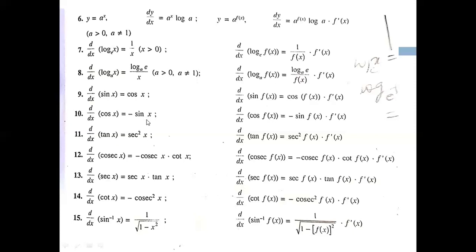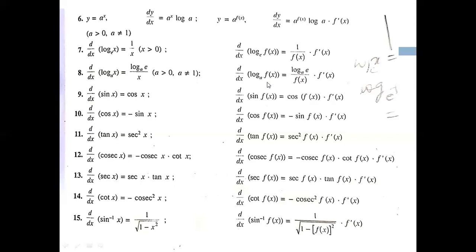Sin x derivative is cos x, cos x derivative is minus sin x, tan x derivative is secant square x, cosec x derivative is minus cosec x cot x, secant x derivative is secant x into tan x, cot x derivative is minus cosec square x, sin inverse x derivative is 1 divided by root 1 minus x square.